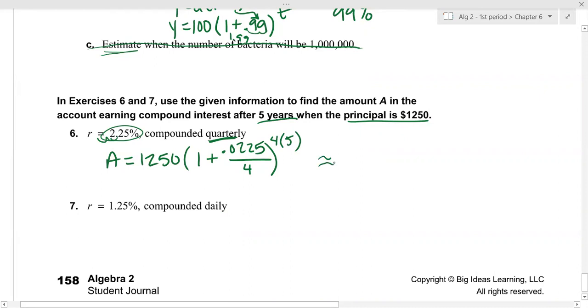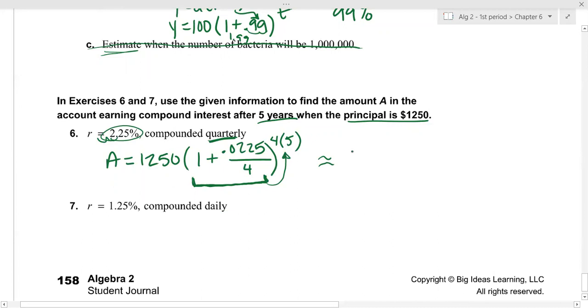Now, when you plug it in your calculator, you do have to start on the inside. So you're going to type this part in first. I'll probably have to show you this with the calculator in class. But you'll type this in first. You'll do 0.0225 divided by 4, and then add 1 to that. Then you're going to raise that to the 20th power and then times 1250.